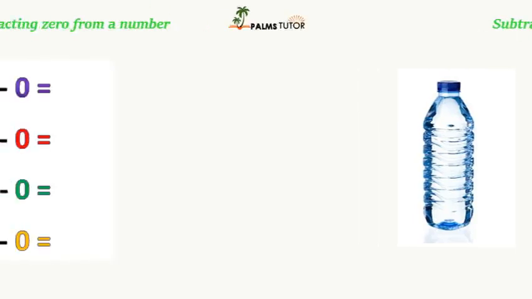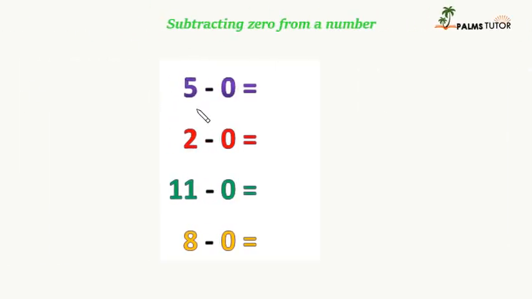Now, let's see some numbers. 5 minus 0. 5, take away 0. When you are taking away 0 from a number, you don't even need to count. Just write the number because it remains the same. 5 minus 0 equals 5.